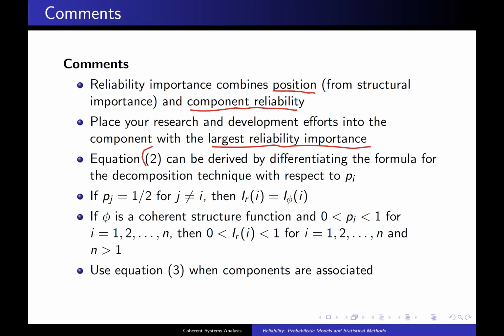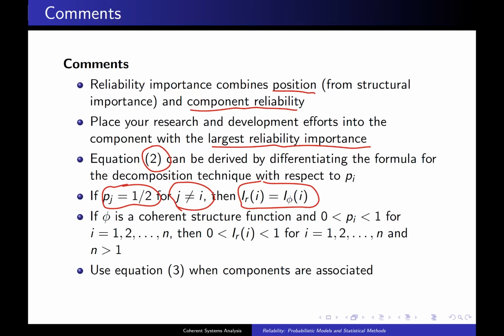As mentioned earlier, equation 2 can be found by just differentiating the formula for the decomposition technique with respect to p sub I. And then another question that comes up, when is it the case that the reliability importance and the structural importance are the same? It is the same when every other component other than the component you are looking at has a reliability of 1/2, then the two will be the same. So that is seldom the case, but that is the link between the two of them.